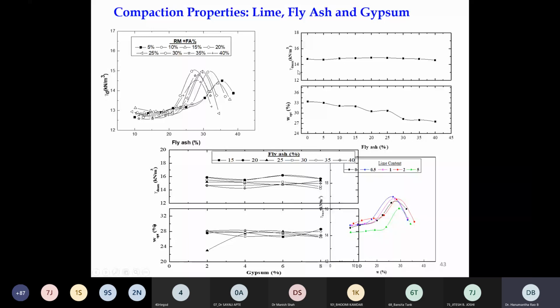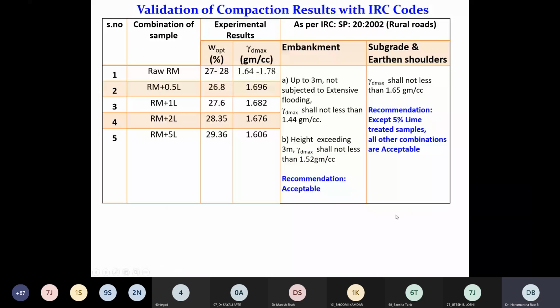Similarly, when we added gypsum in appropriate proportions, we saw no change in the gamma D and no change in the OMC. So these are the compaction curves, but there was a mild decrease in the OMC when you add the lime content. And so these are the results of the compaction characteristics. Here we found the density is reasonably high, in the range of 1.64 to 1.78, and the moisture content is slightly below 30%. This is how you can assess the suitability of the treated soil. This is the lime treated soil suitability as per IRC SP20 for rural roads.